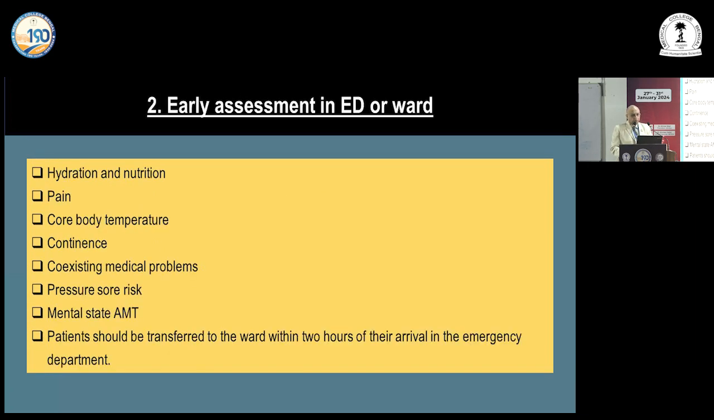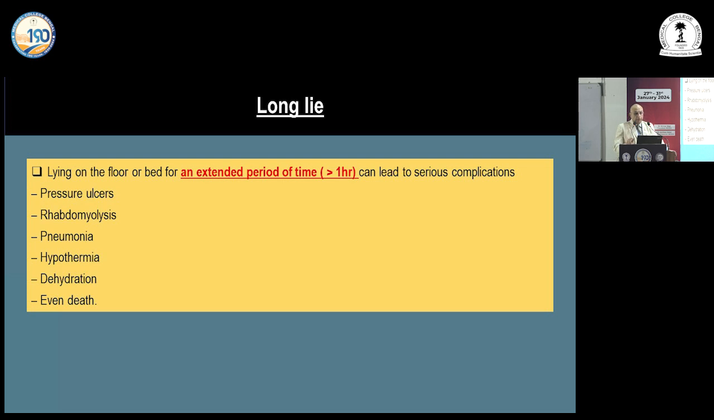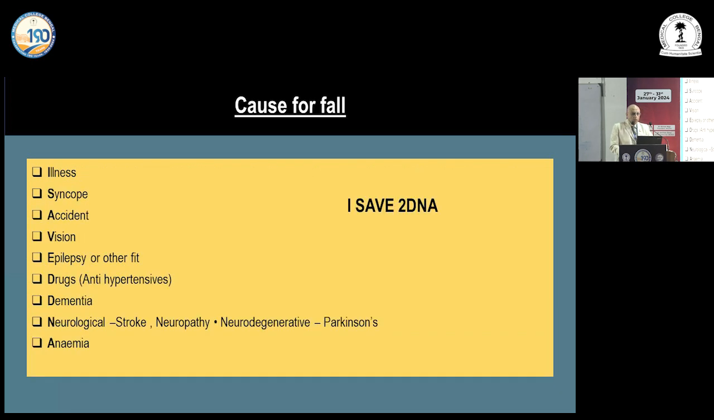As with all standard fractures, hydration, nutrition, pain, and core body temperature should be assessed. This is more of a medical issue than an orthopedic issue. If a patient lies on a bed or floor for more than 1 hour, it's a critical time. There should be thorough assessment of pressure ulcers, the chance of rhabdomyolysis, hypostatic pneumonia, hypothermia, dehydration, and even chance of death, assessed very critically before any further management.